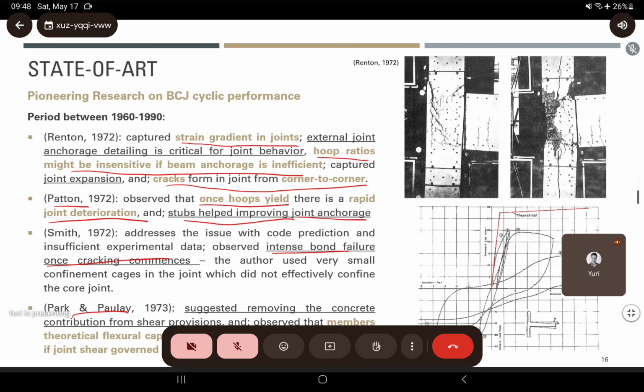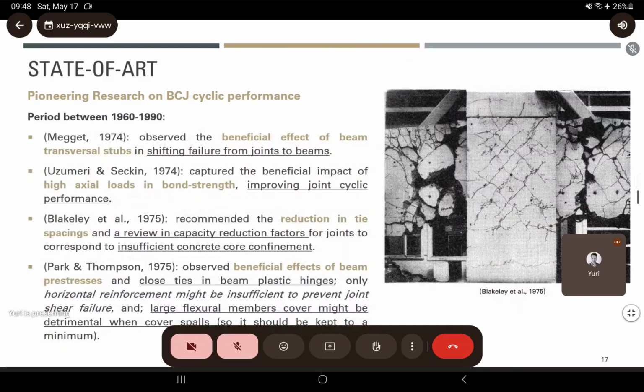Paulay and Park suggested removing the concrete contribution from shear provisions, and they also observed that flexural capacities were not reached once the shear of the joint followed the code design. Megget observed the beneficial effects of transverse stubs and shifting failures from the joints to the beams.